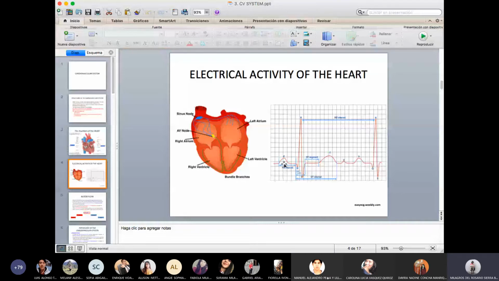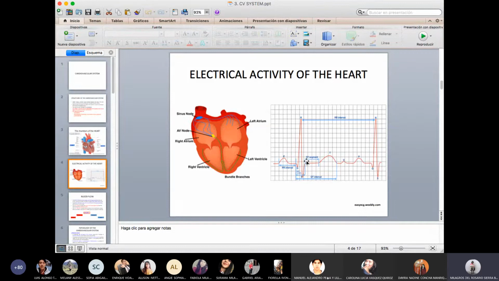Then we talked about the PR interval, that is the time between the sinus node and the AV node. When the PR interval is prolonged, what happened in the heart? Do you remember? There was an arrhythmia. You have the AV block, no? For the AV block, there are different types, and you may have to put in a pacemaker.